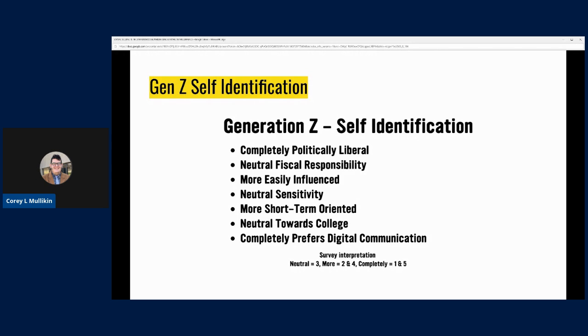But simply, we asked several questions, and the ones we're going to be going over in this section were all about identifying key aspects of the generations.